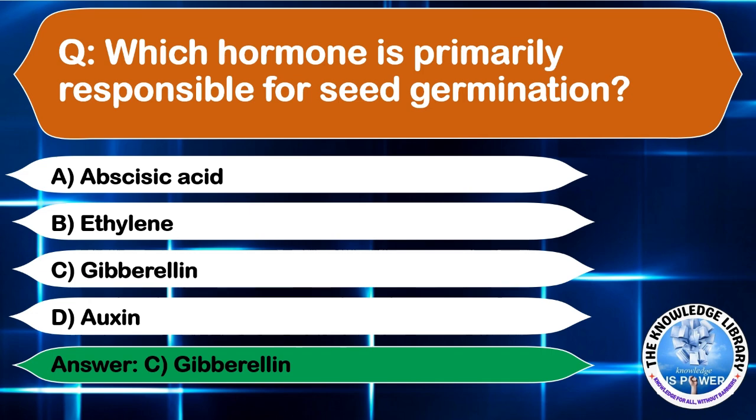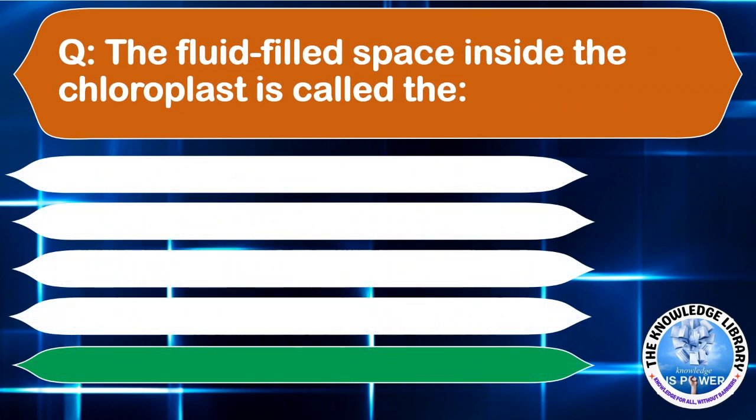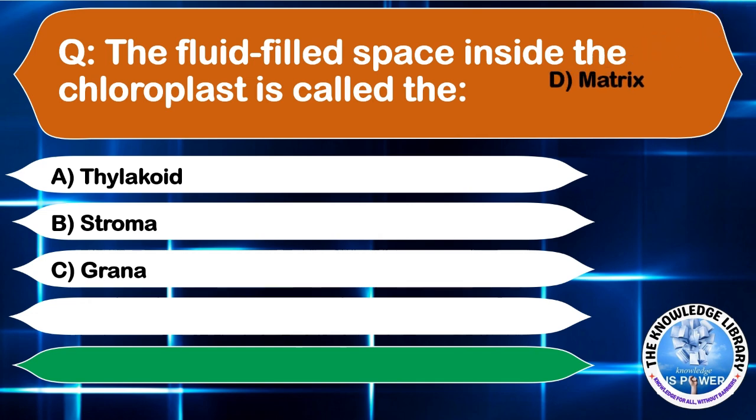Moving to the next question. The fluid-filled space inside the chloroplast is called the option A, thylakoid. Option B, stroma. Option C, grana. Or option D, matrix. The correct answer is option B, stroma.